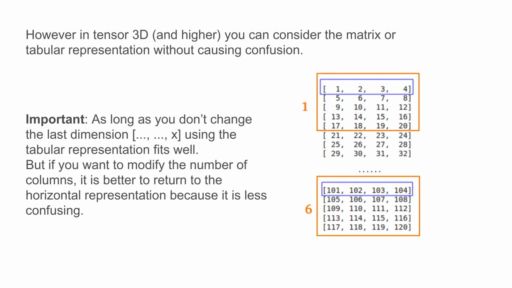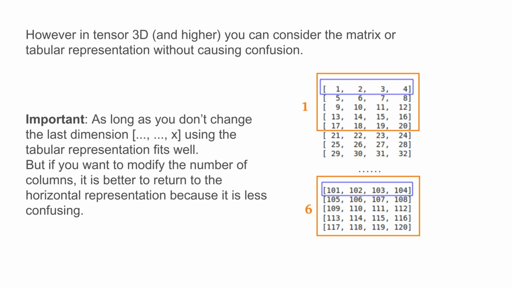Now, when working with 3D tensors and higher, you can safely think in terms of matrices or tables without causing confusion. Important tip: as long as you don't modify the last dimension, meaning the number of columns, the tabular representation works just fine. However, if you need to change the number of columns, it's best to go back to the horizontal sequence representation.